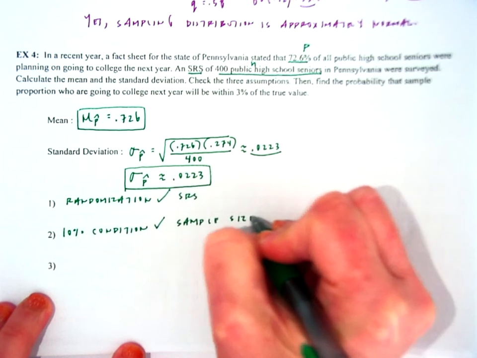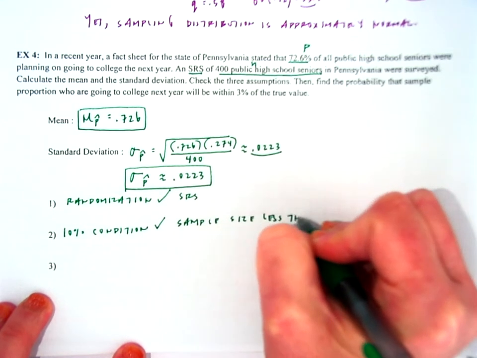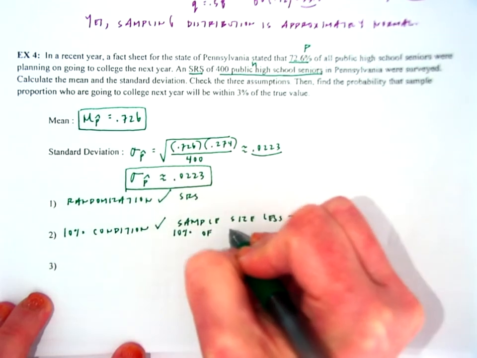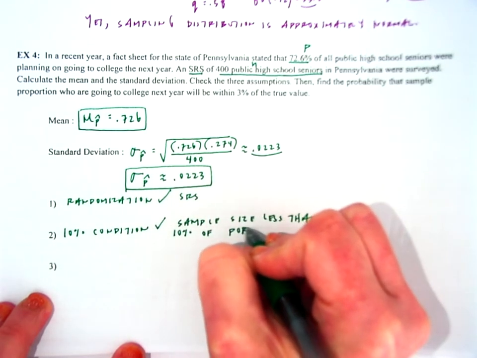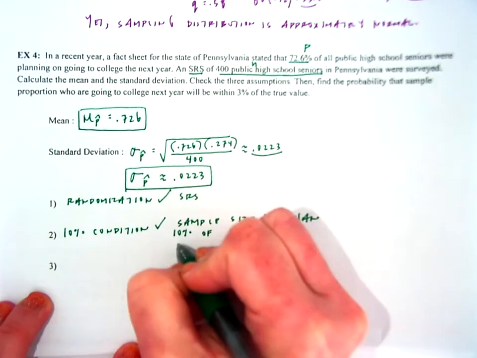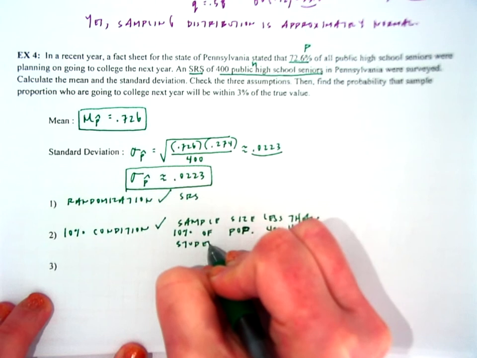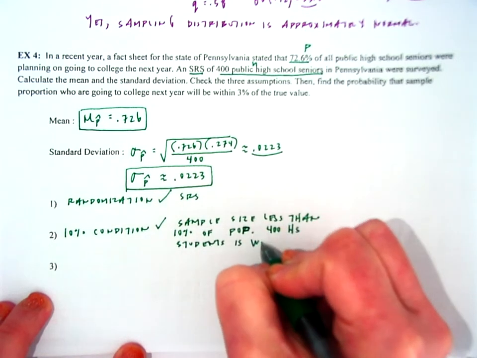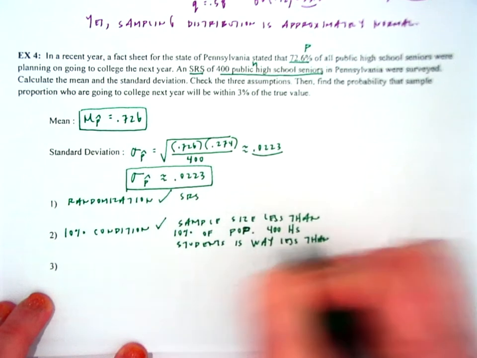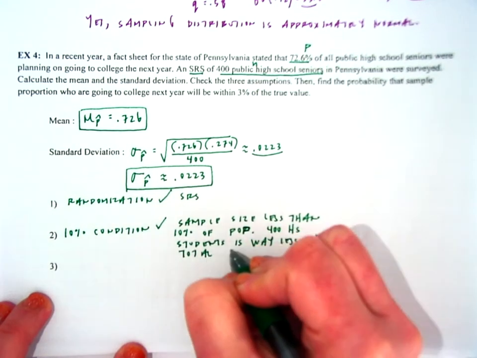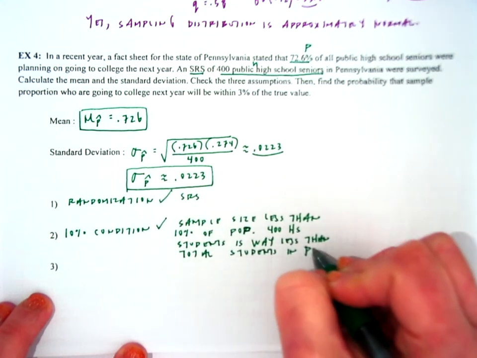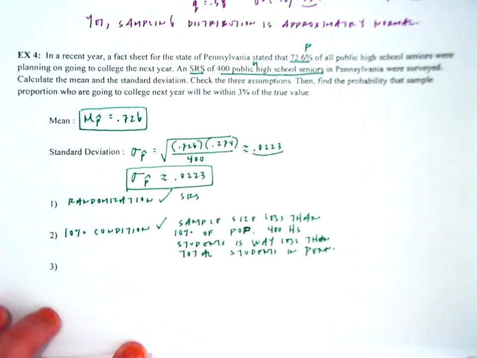So is it safe to assume that our sample size is less than 10% of our total population? And I would say, well, yeah, absolutely. 400 high school students has got to be way dramatically less than the total students in the state of Pennsylvania. So I'm going to say, yes, absolutely, but let me just write down what I said. So sample size has to be less than 10% of the population.